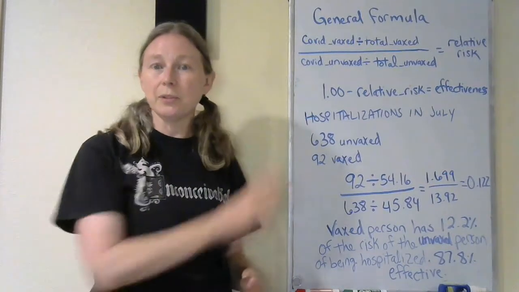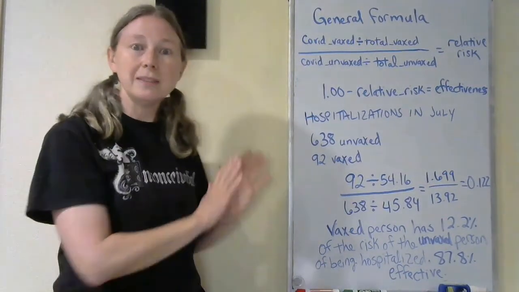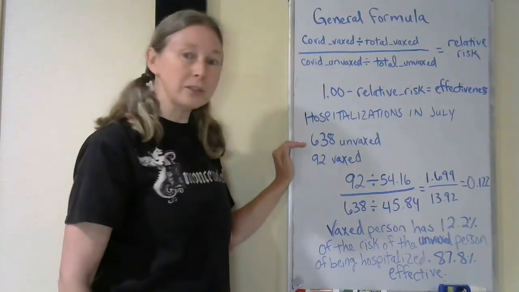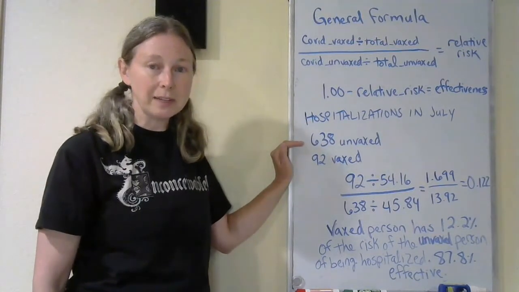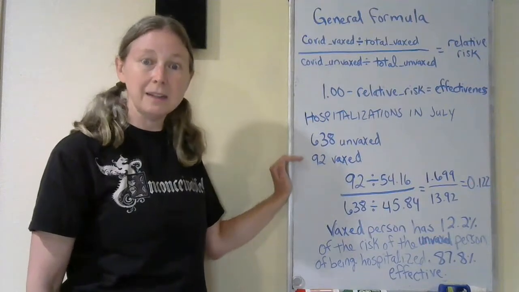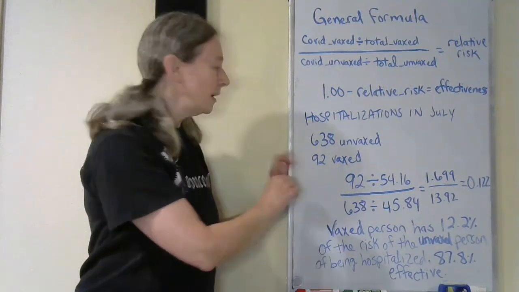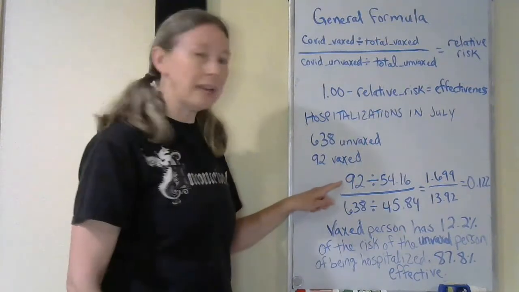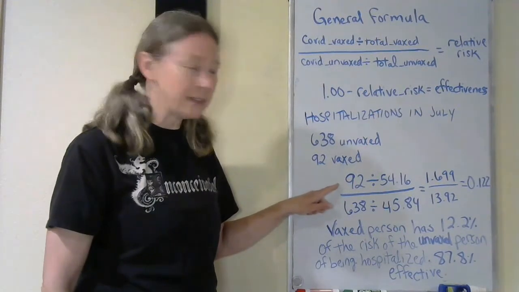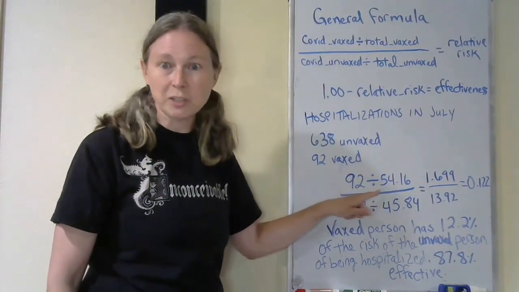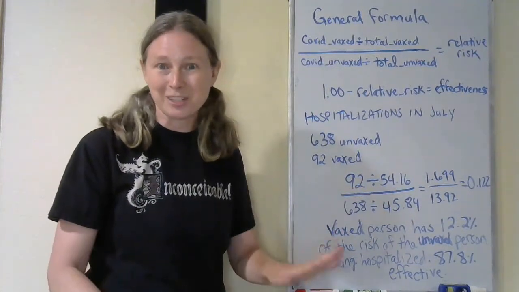So one more example using some real numbers from Colorado. These are our hospitalizations in July. In July, 638 people were hospitalized with COVID and those people were unvaccinated. 92 people were hospitalized with COVID, vaccinated. So following the formula, you take your 92 vaccinated people who were hospitalized, divided by 54.16% of the population. Just do 54.16, it works just fine.